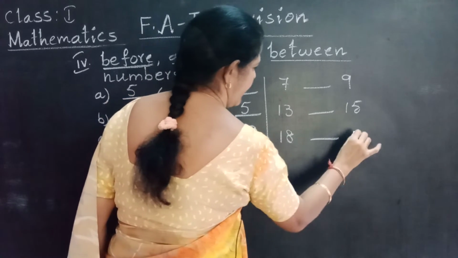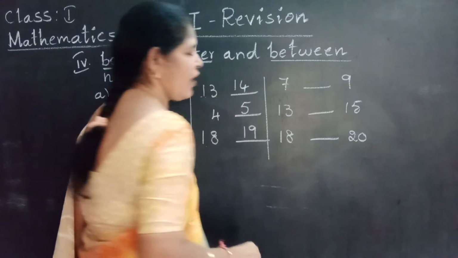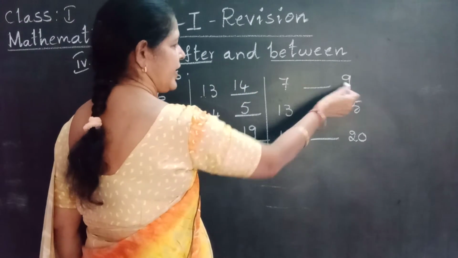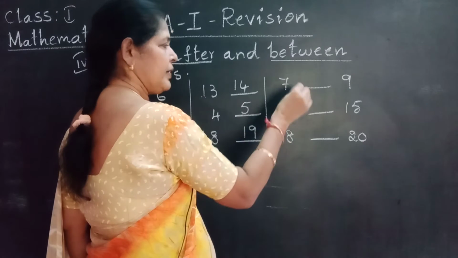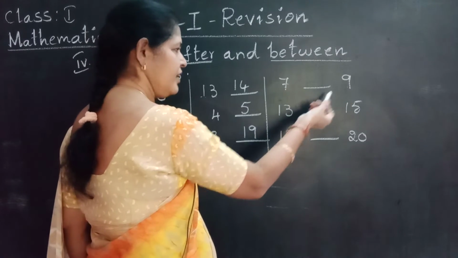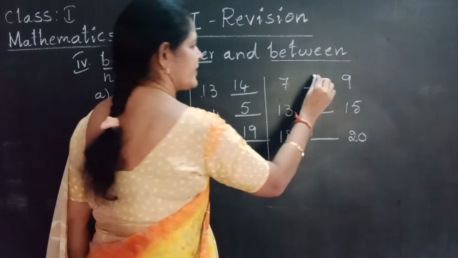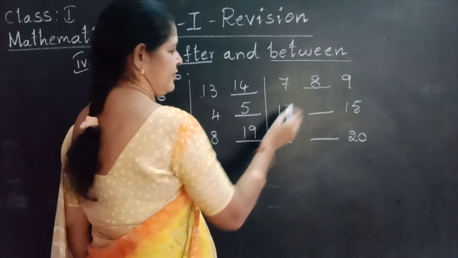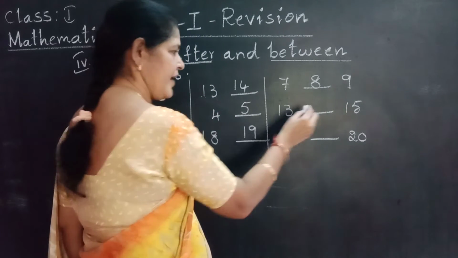18 and 20. You have to tell me the numbers in between. 7 and 9. What comes in between 7 and 9? That means what comes after 7? What comes before 9? That is going to be 8. 7, 8, 9.